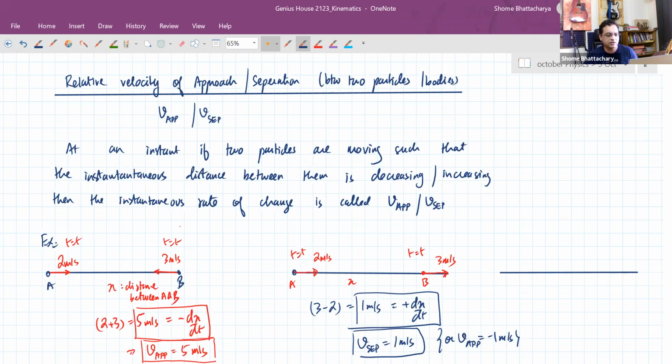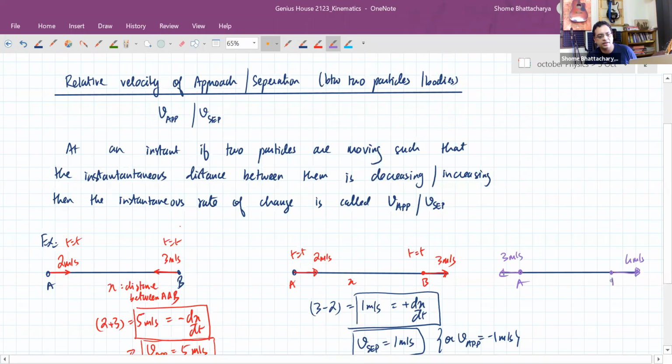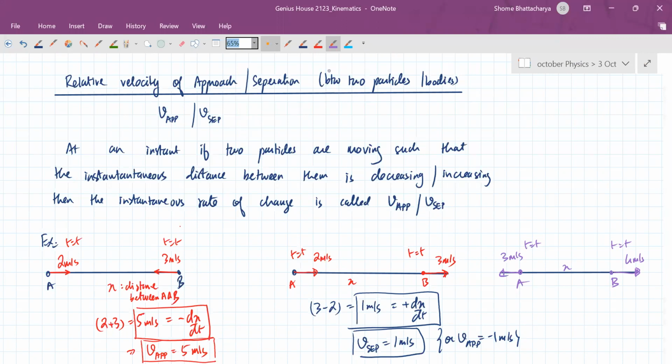But generally we don't do that. If the distance between two things is decreasing, we say they have an approach velocity, and if the distance is increasing, we say they have a separation velocity. Okay. Now likewise here, suppose we have a situation where they're moving like this. This is moving at, let's say, 3 meters per second, and this is moving at, let's say, 4 meters per second, but opposite to each other and along the line joining them only. So in this case, they clearly have a separation velocity, which will be how much? 7 meters per second.